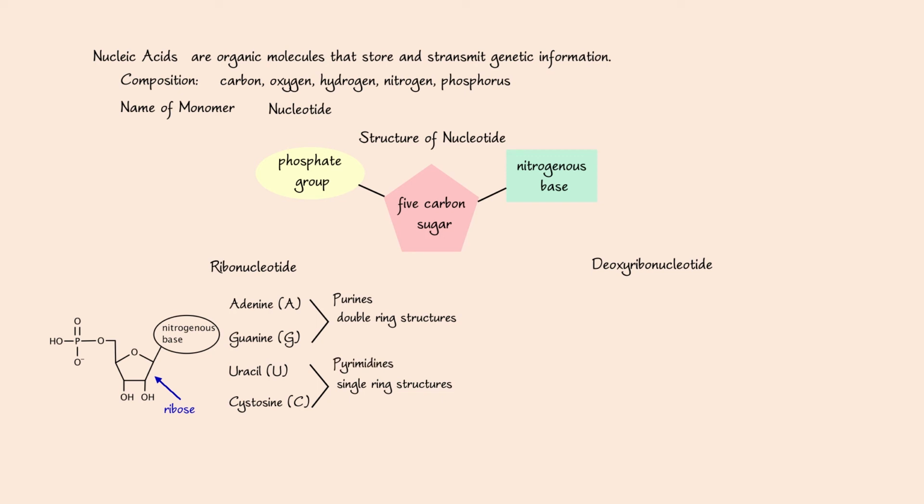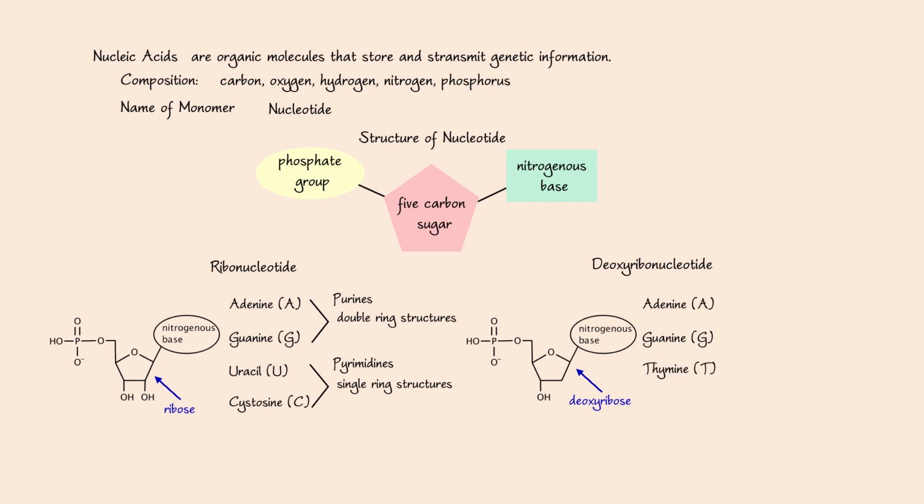For deoxyribonucleotide, the 5-carbon sugar is called deoxyribose, and the possible nitrogenous bases are adenine, guanine, thymine, and cytosine. Again, adenine and guanine have double ring structures and are referred to as purines. Thymine and cytosine have single ring structures and are referred to as pyrimidines.